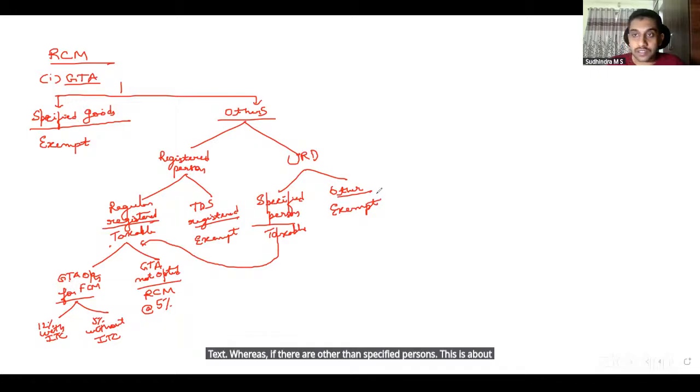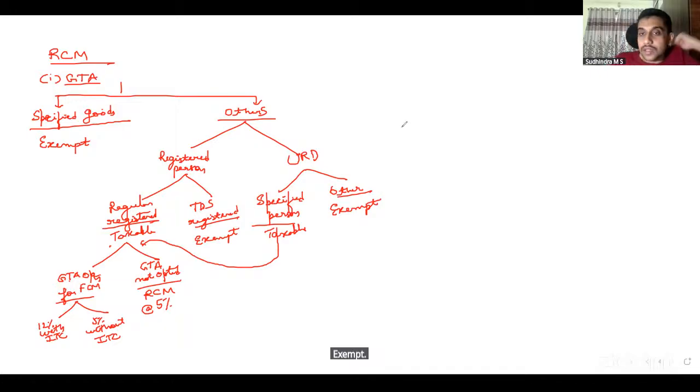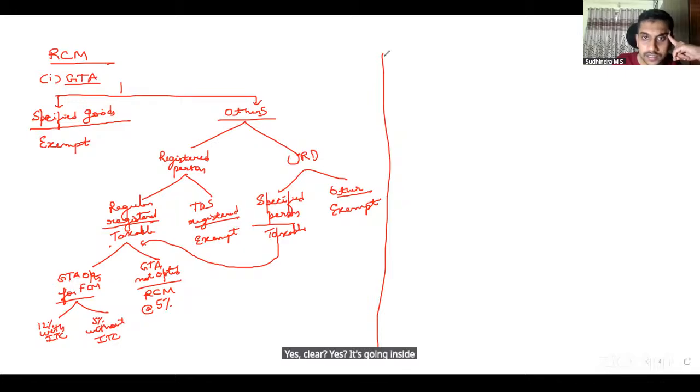Did everyone understand this? Yes, clear? Yes, sir. Is it going inside or above the head? Inside, sir. Seeing the reaction, I'm getting tensed. No, not required to be tensed. Okay, fine.